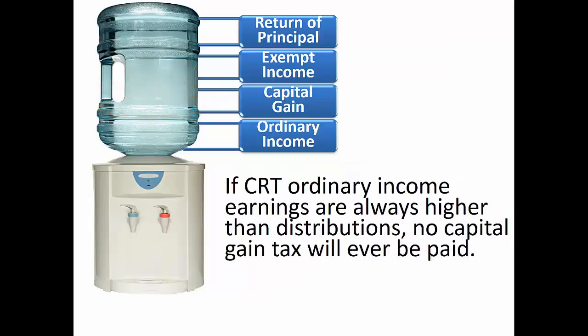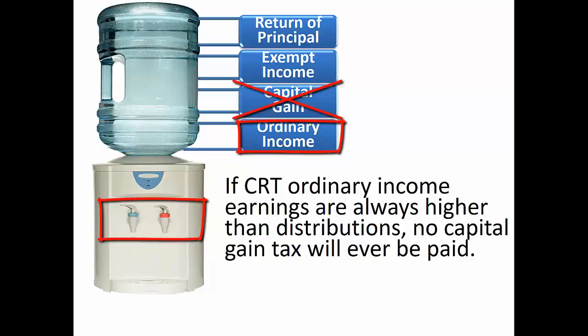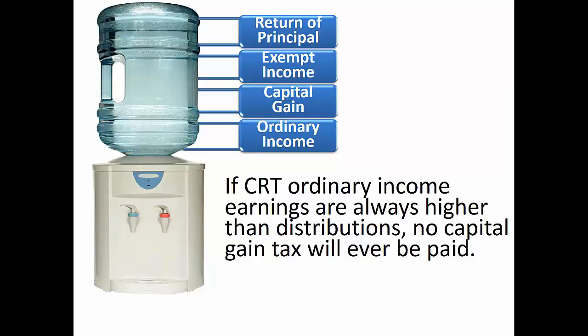This tax treatment of distributions from charitable remainder trusts means that capital gains taxes deferred through the use of charitable remainder trust may never be paid. If the trust's total ordinary income earnings are greater than its distributions, then no capital gains payments will ever be made. In this way, the capital gains tax deferral can very often be complete capital gains tax avoidance.